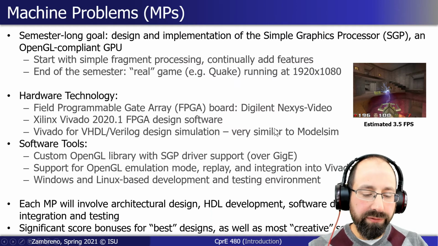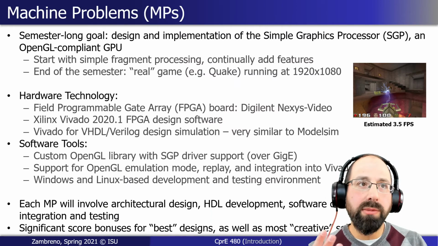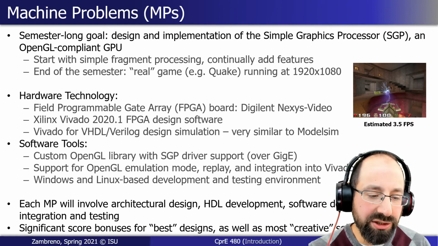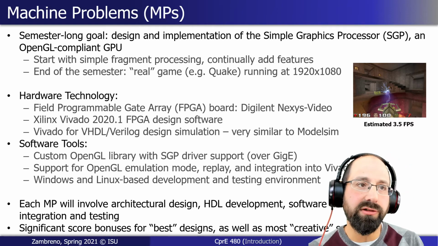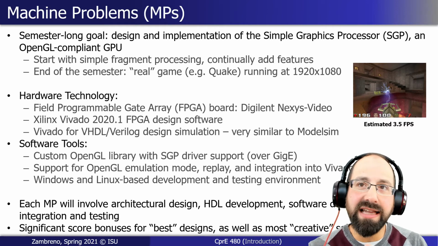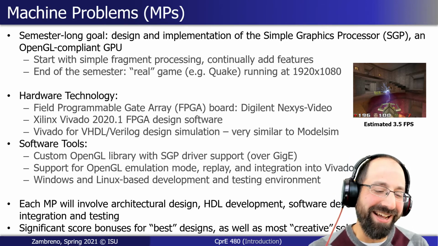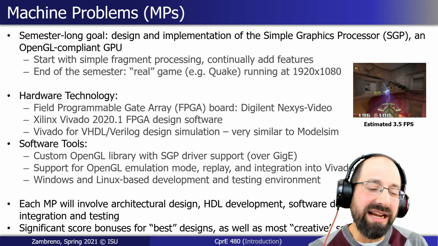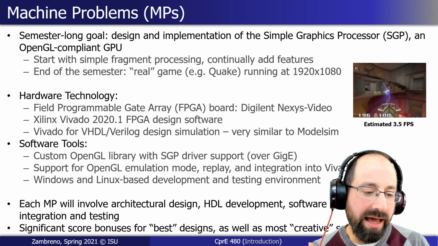Let me talk a little bit more briefly about what I mean by these machine problems. We have a semester long goal, and the labs will be building upon each other in a reasonable way as we go. Our goal is the design and implementation of a graphics processor. I've called it the simple graphics processor. The design goal is to be an OpenGL compliant GPU that we're building. That is a pretty big task.